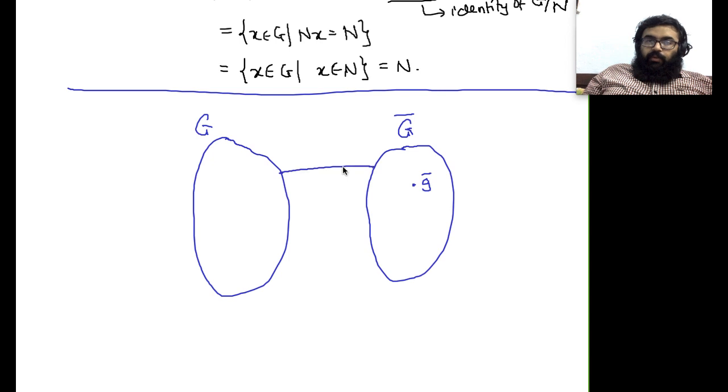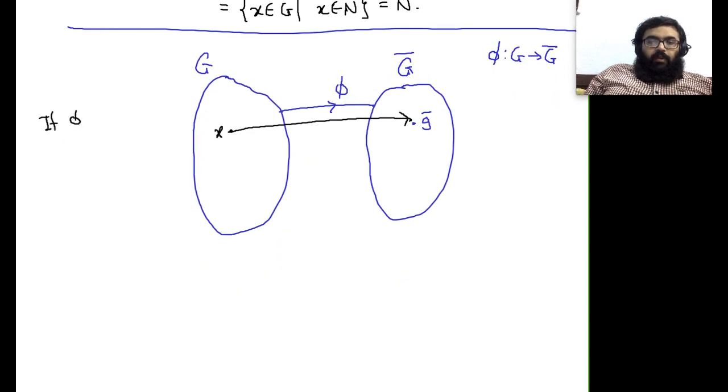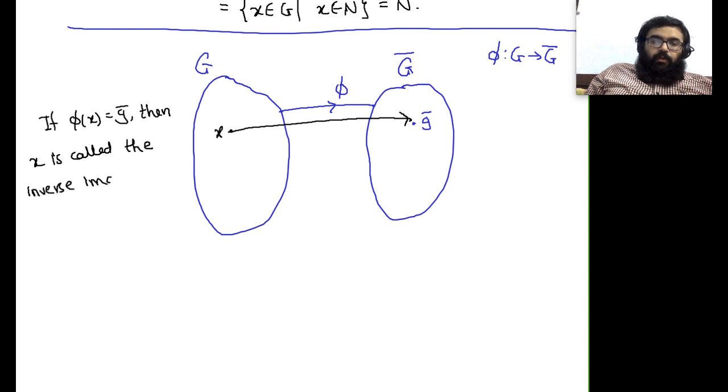So there is a map phi, which we already know, from G to G bar. This is a homomorphism. So phi is a homomorphism from G to G bar. What do we mean by the inverse image of g bar? It is the element x in G whose image is g bar. So if phi of x equals g bar, then x is called the inverse image of g bar, the pre-image or the inverse image of g bar.